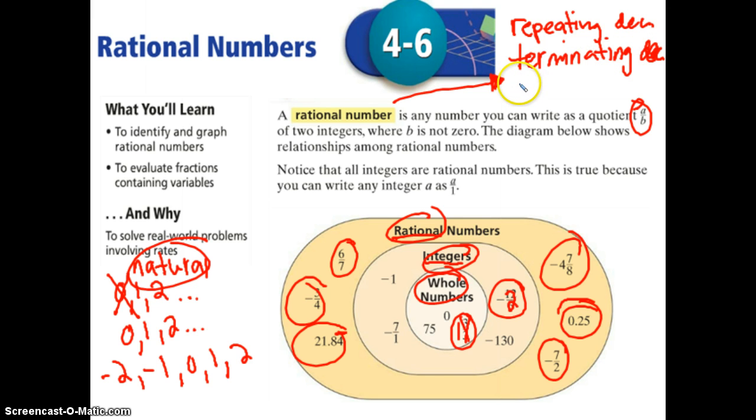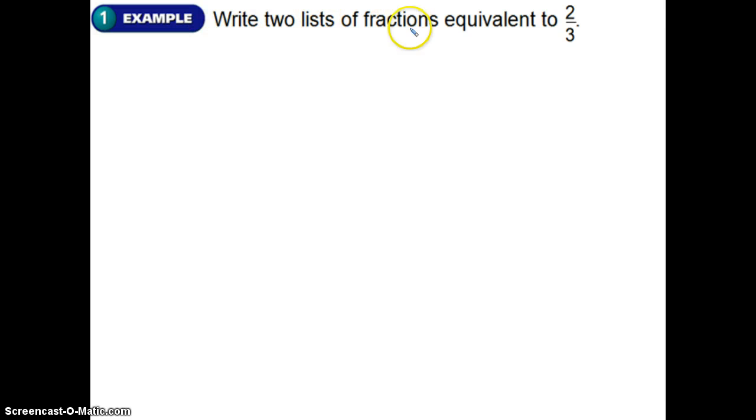And it can be written as a fraction. So let's go look at some examples here. Write 2 lists of fractions equivalent to 2/3. So basically what they're asking you is, write me some other rational numbers that are equivalent to 2/3. And this is what we talked about in the last chapter too.